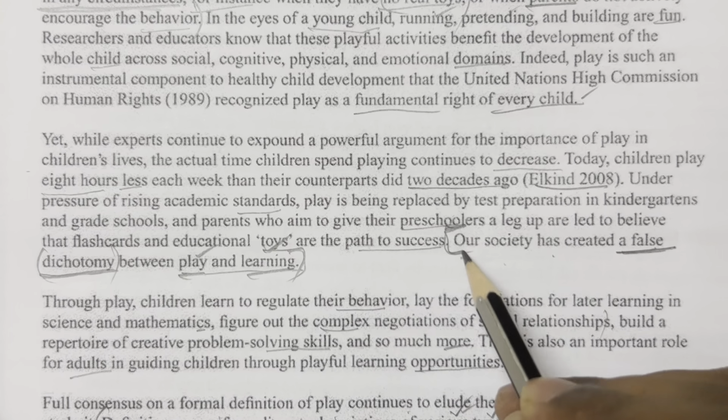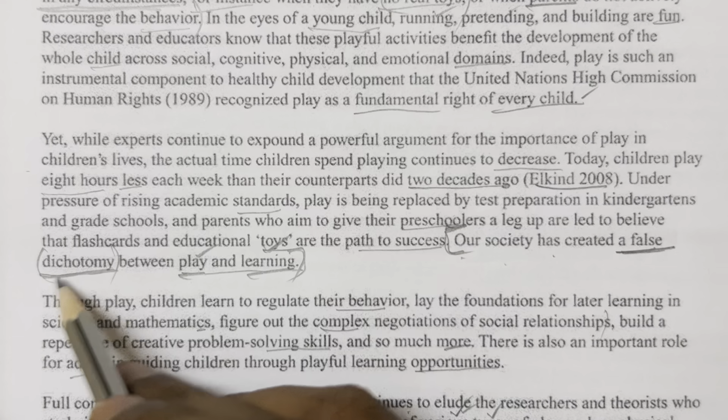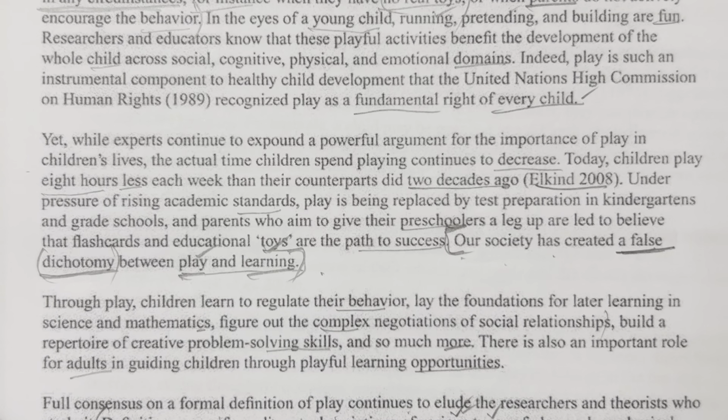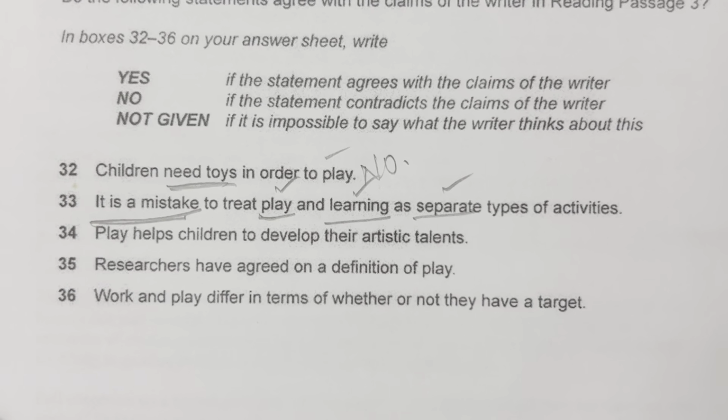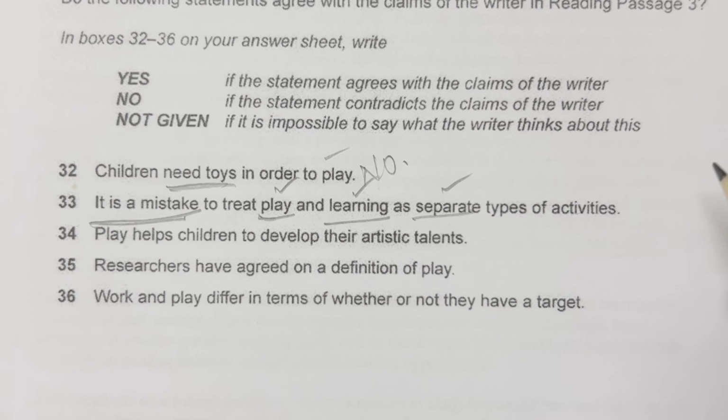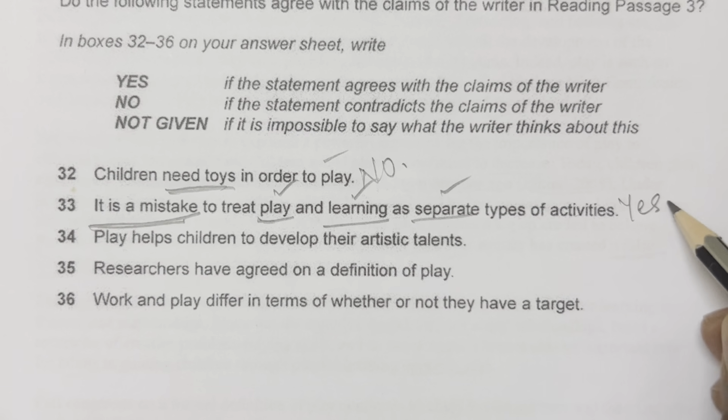So what does the paragraph say? Our society has created a false dichotomy, means false separation between play and learning. That's what he says. So it is a mistake to treat play and learning as separate activities? Yes. Of course it is a mistake. That's what he said.